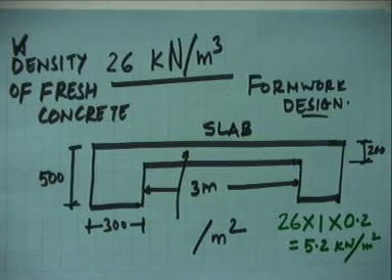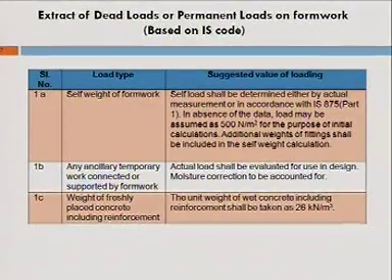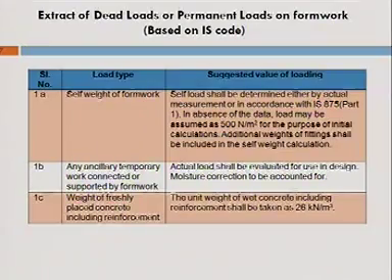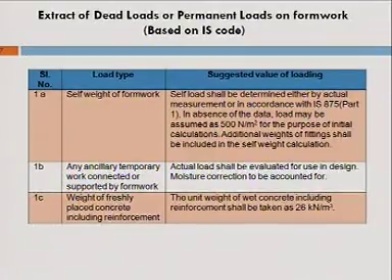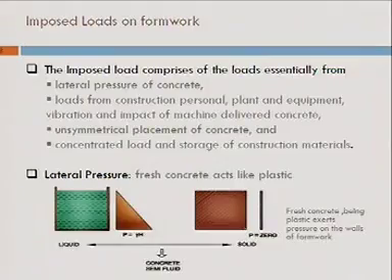Now, we have considered 3 types of dead loads. The first one we discussed was the self weight of formwork. Normally, you can take about 500 Newton per meter square. Then any temporary work, if it is getting supported on formwork, you will take the actual load and put it in your calculation. Finally, the weight of freshly placed concrete, including reinforcement, is 26 kilonewton per cubic meter for your formwork design consideration. Now, we move on to the imposed load part.